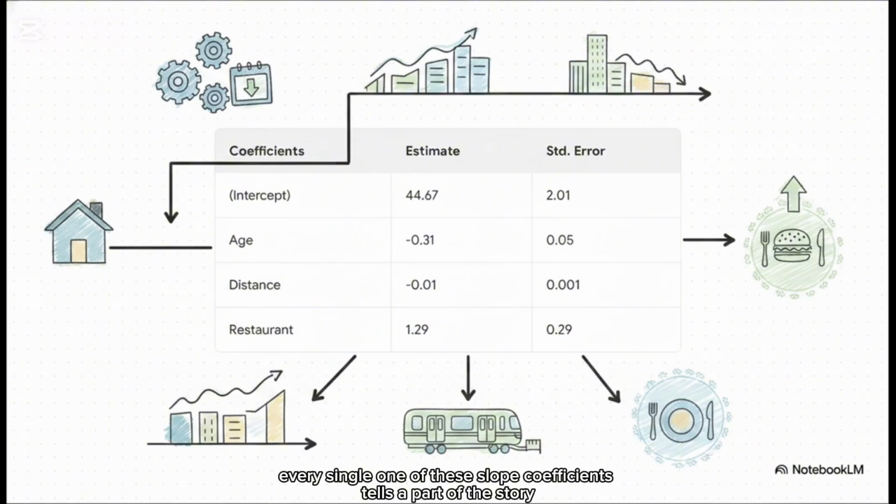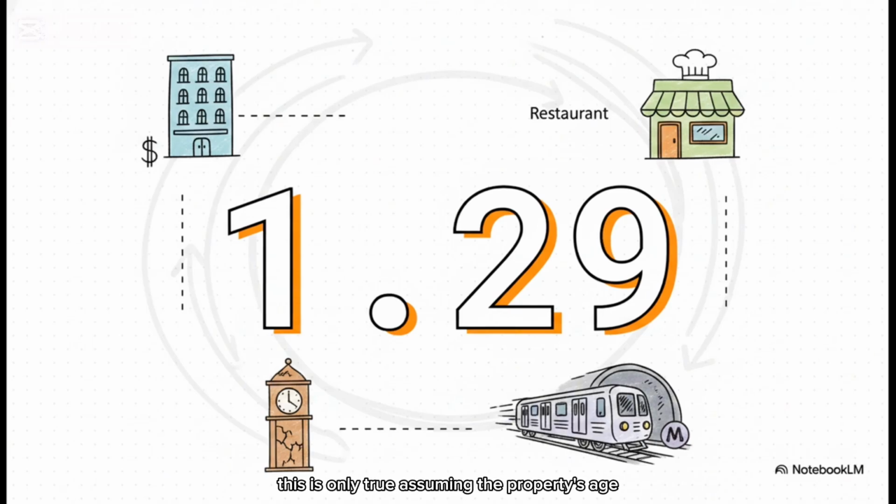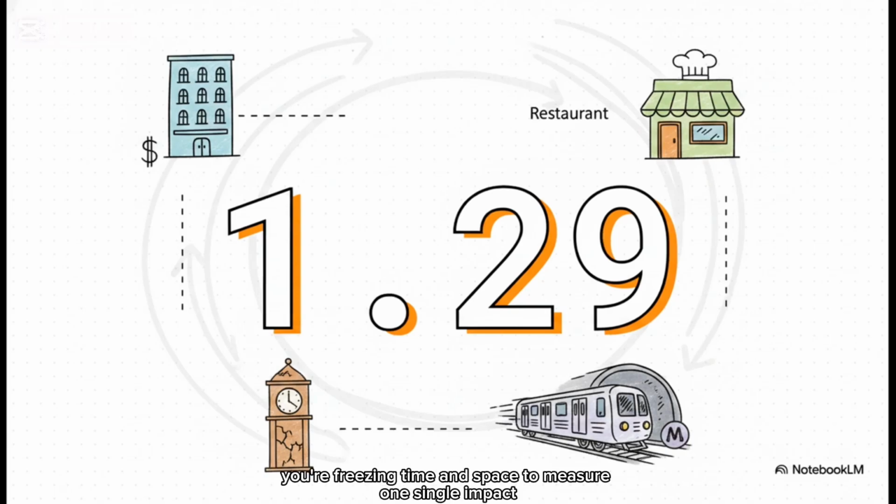Every single one of these slope coefficients tells a part of the story. Take a look at that specific partial slope coefficient of 1.29 for the restaurant variable. What does that mean? It means for every single additional restaurant within walking distance, monthly rent increases by $1.29. But here is the absolutely crucial part. This is only true assuming the property's age and metro distance are held perfectly constant. That is the superpower of multiple regression. You're freezing time and space to measure one single impact.